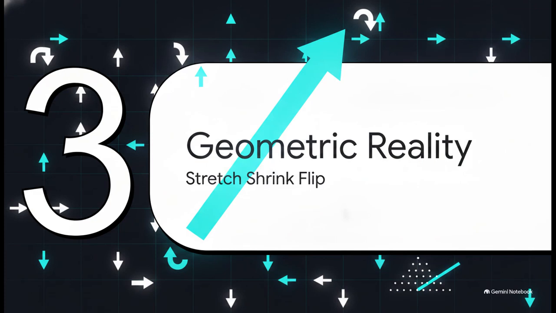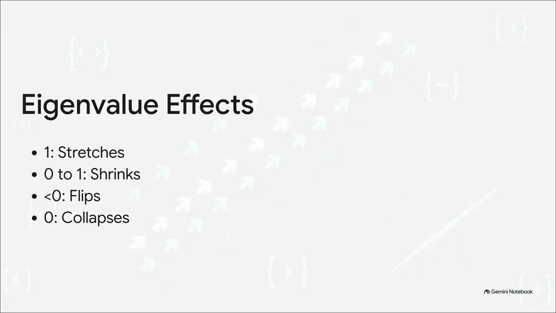All right, section 3, the geometric reality. Stretch, shrink, flip, collapse. Now that we've survived the algebra grind, let's see what this looks like physically. So there are basically 4 physical states an eigenvector can experience, depending on its eigenvalue. First, if the eigenvalue is greater than 1, that direction stretches outward. Second, if it's a fraction, between 0 and 1, the direction shrinks, pulling inward toward the origin.